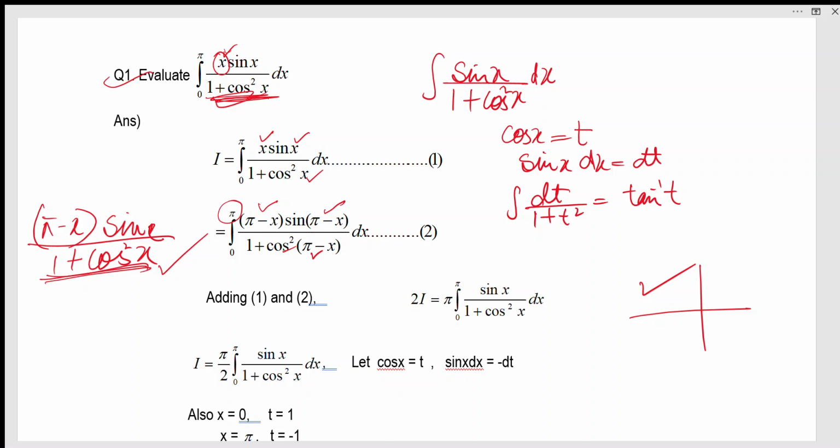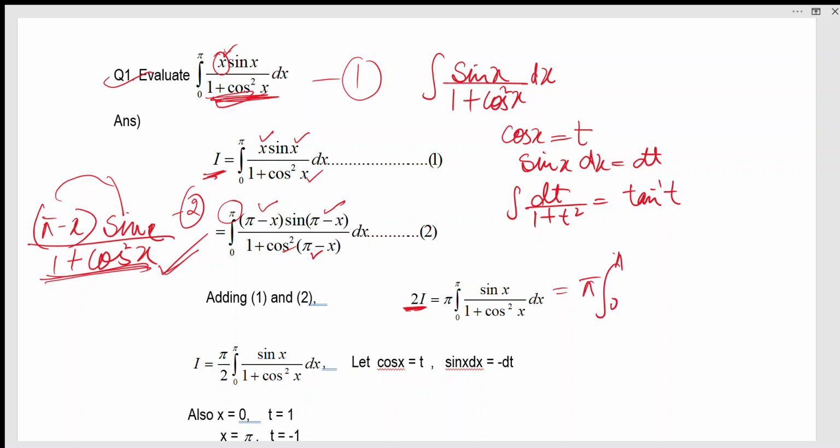Whenever you apply this property, you add the equations. This is equation number 1, meaning before applying the property, you take the integral as I, and this is after applying the property, equation number 2. You always add these two equations. The left hand side will become 2I, I plus I, and in the right hand side, open this bracket, take the LCM, and you are left with x sin x. I'm writing that step over here. Just understand it once, and the rest of the questions you will be able to handle.